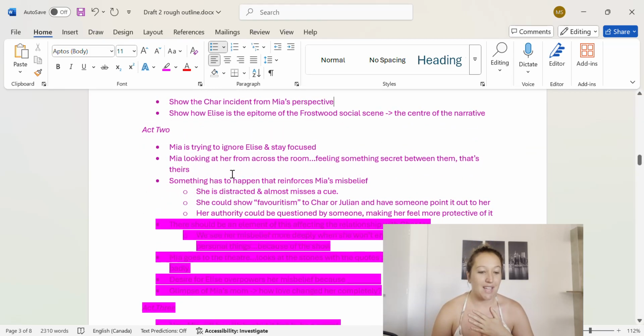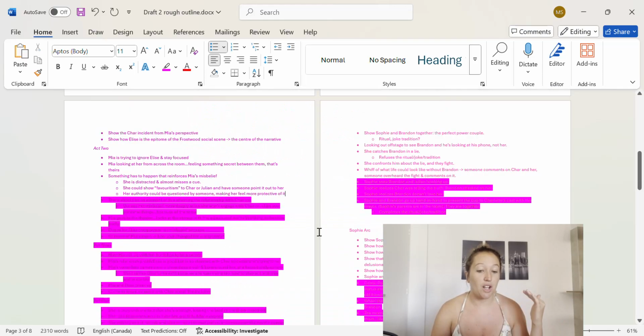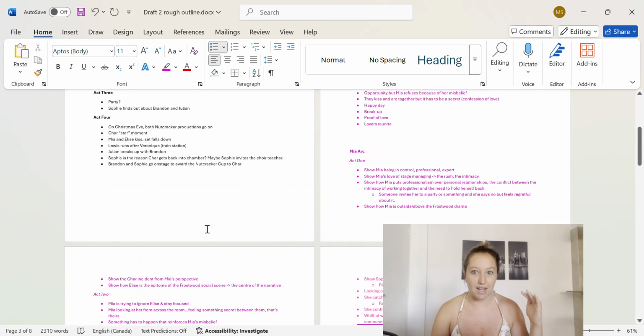As we got down into Act 2, then we start seeing points that are more towards the romance, because that's when the romance starts influencing the misbelief. So this is the love interest. She's trying to ignore her. She looks at her across the room. Misbelief is reinforced. And again, here are some ideas on how that could happen. So I did this for each character for each of the acts. I broke down what needed to happen for them.